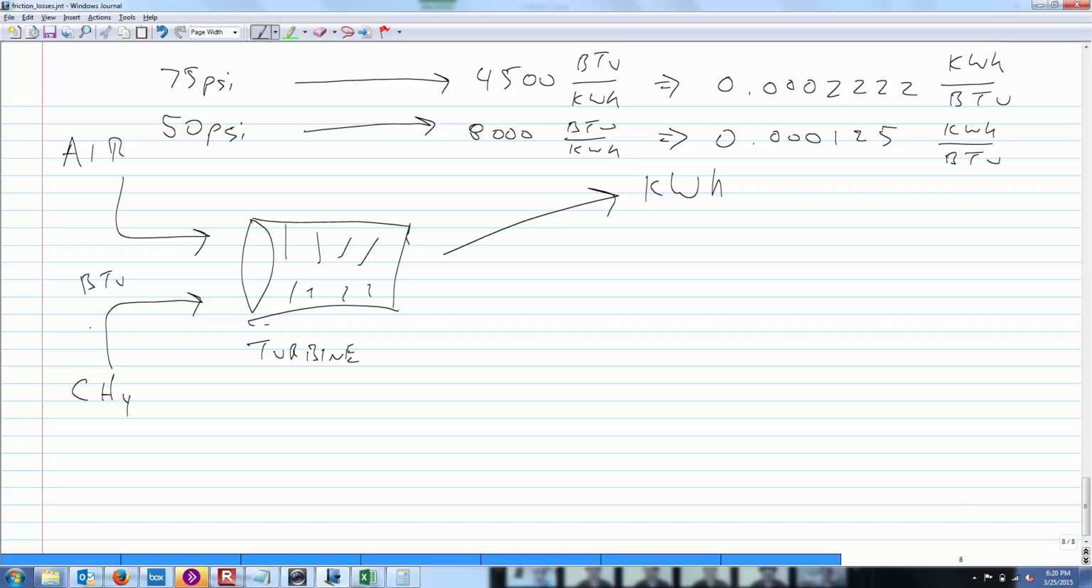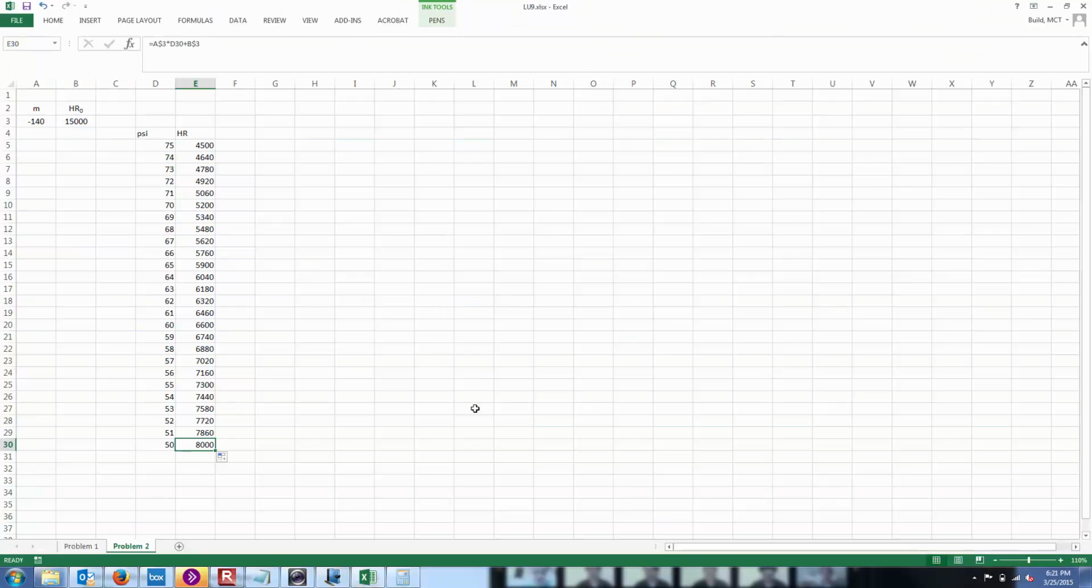So think of it, again, just like efficiency. The BTUs are going in, and the kilowatt hours are coming out. And so we can think about an efficiency. So the higher pressure is more efficient. That's kind of the whole point. You want a whole bunch of air in there so you can make a whole bunch of energy coming out. Okay, so we built this function. What's next?